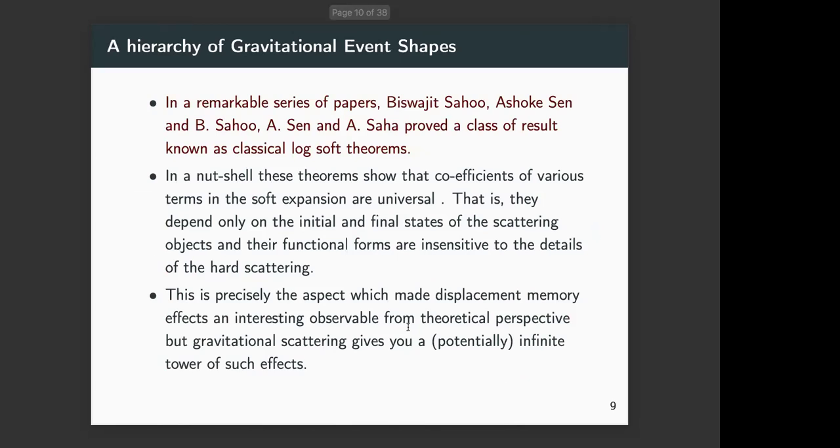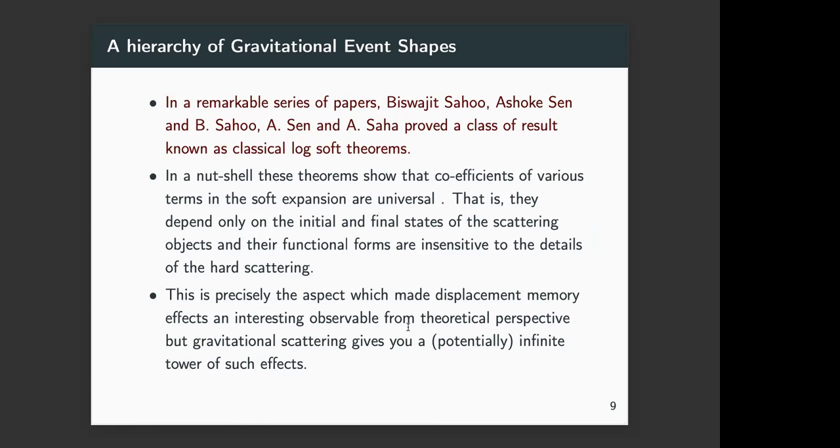And in a remarkable series of papers, Biswajit Sahoo, Ashoke Sen, and their collaborators proved a class of results which are called classical soft theorems. I'll explain them in more detail in the next few slides, but in a nutshell, these theorems show us that when we do the soft expansion in the frequency of the detector, there are various terms which are universal. That is, they only depend on the initial and final states of the scattering objects, and their functional forms are completely independent of the details of the scattering.